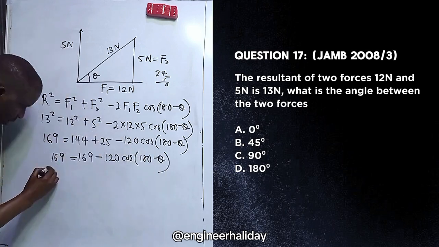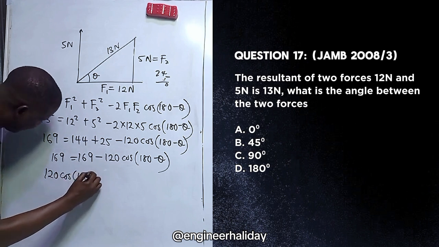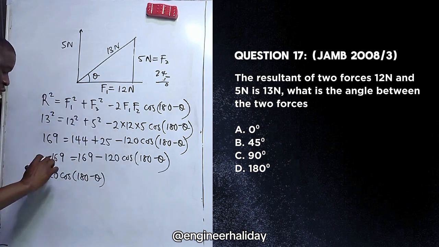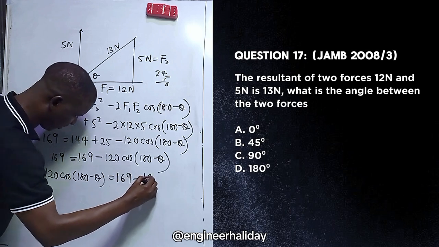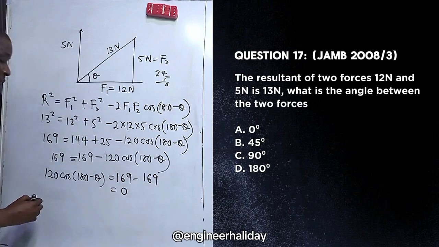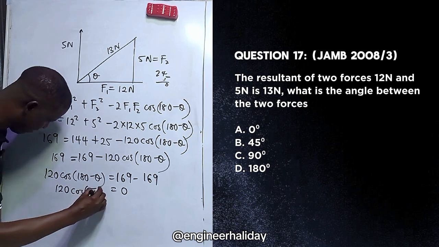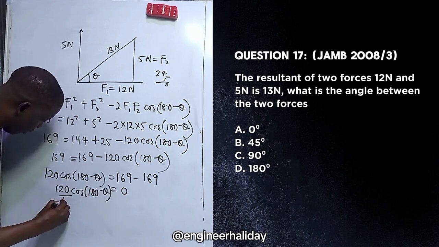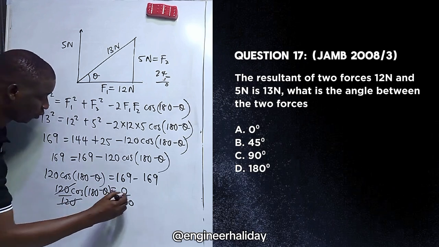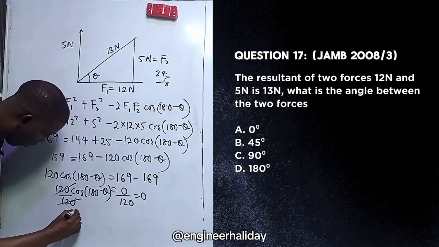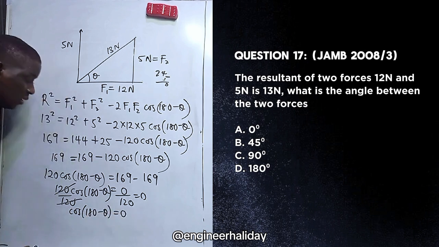Let this one go here. I would have 120 cos of 180 minus theta. Let's take this one here across the cosine, it becomes plus. Yes, this one goes there. 169 minus 169, what do we have? 0. So 120 cos of 180 minus theta equals 0. Divide both sides by 120, so we are going to have 0. So cos of 180 minus theta equals 0.